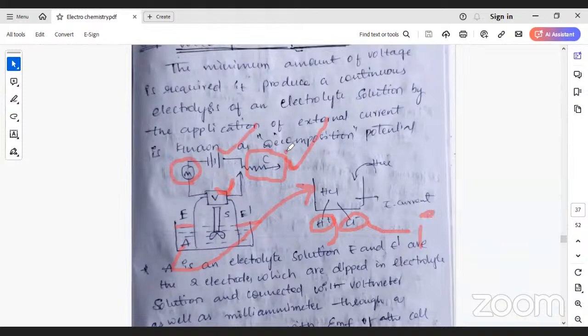As the variable resistance changes, different voltages will be applied, and we'll get different currents. Different voltage applied gives different currents. Therefore, the decomposition potential can be explained with the help of a simple diagram.